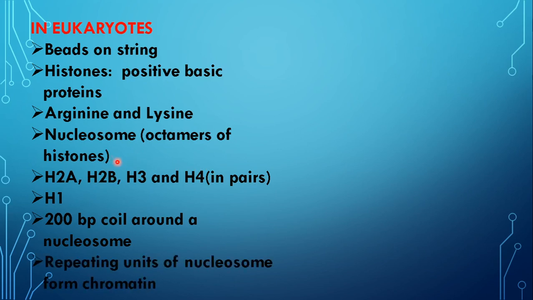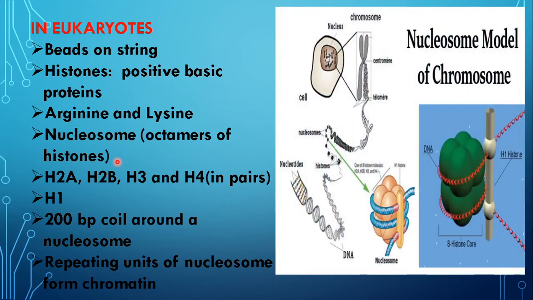Repeating units of nucleosomes form the chromatin. So here we have the picture now. This is the cell. This is the nucleus. The nucleus has the chromosomes. When we open up the chromosomes, we get the nucleosomes, and finally we get the DNA.